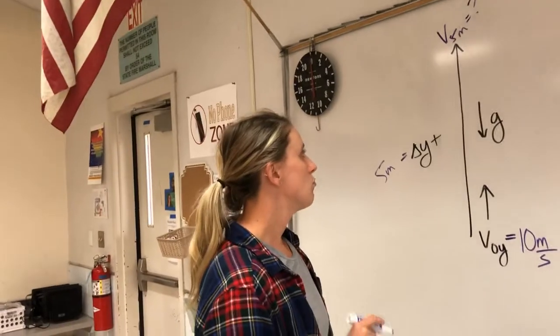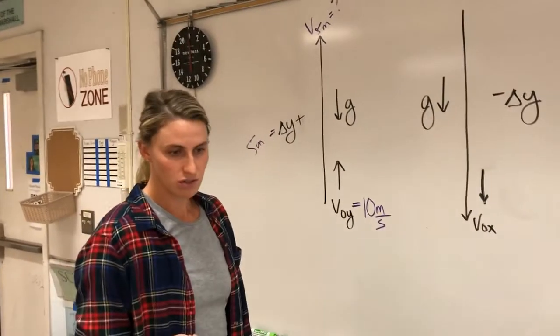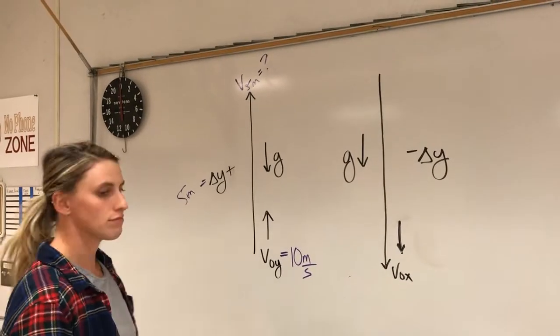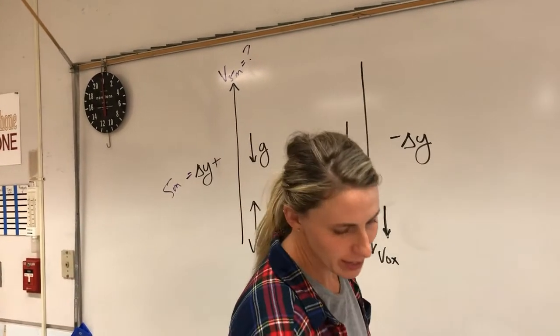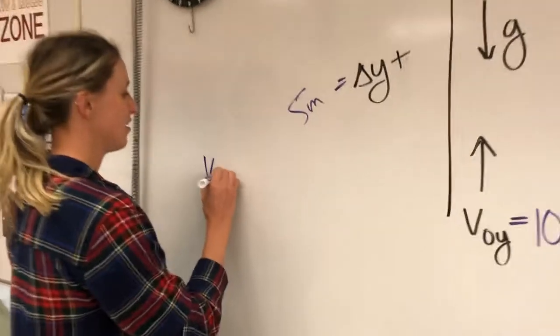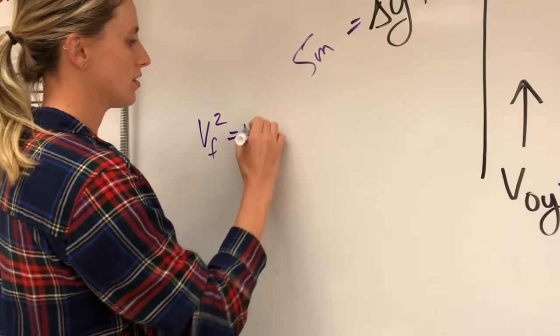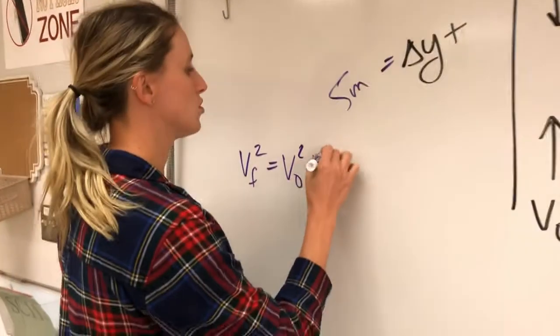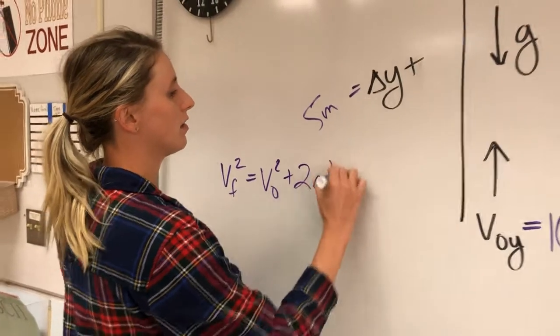So we want to choose one of our kinematic equations, and we want to choose the one that doesn't have time. So when I look at my equations, we're going to use TAD. What is TAD? Glad you asked. V final squared equals V initial squared plus 2AD, TAD. Now we know that A is really gravity.